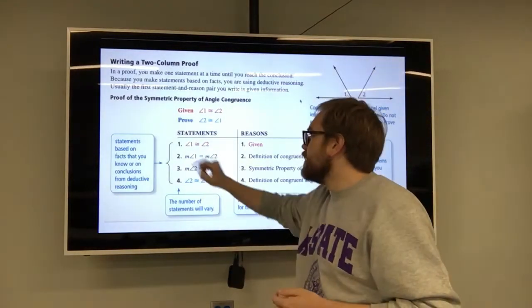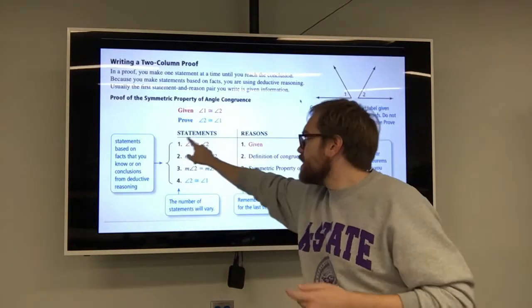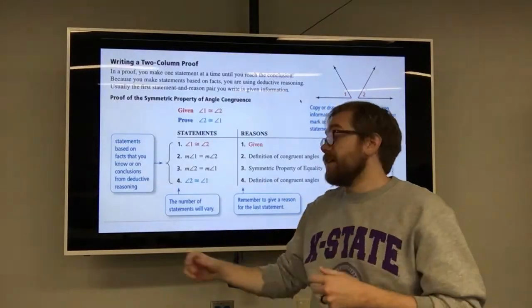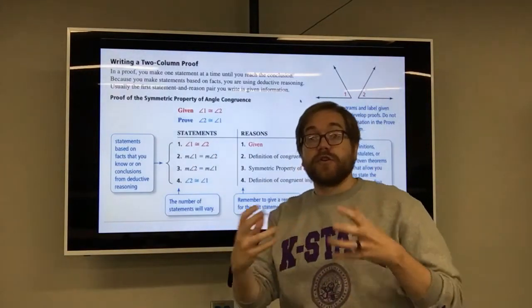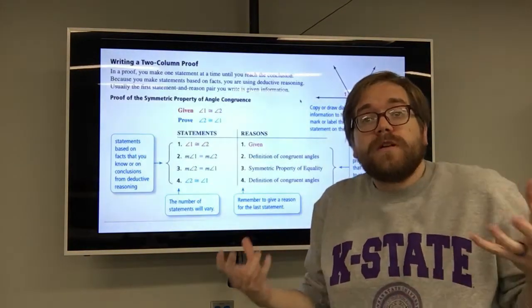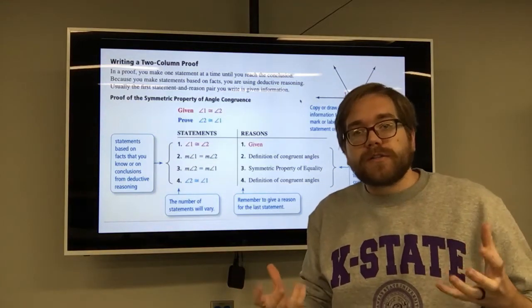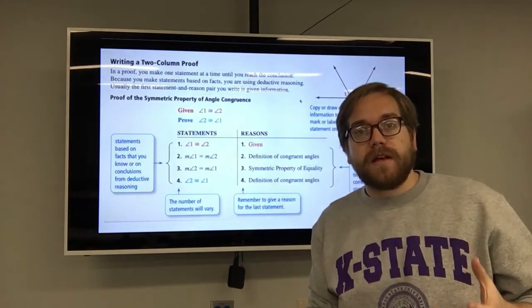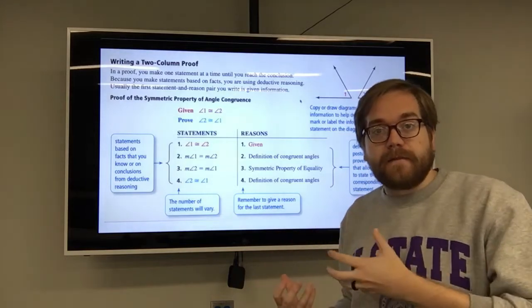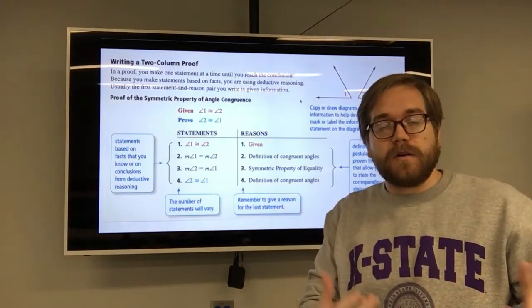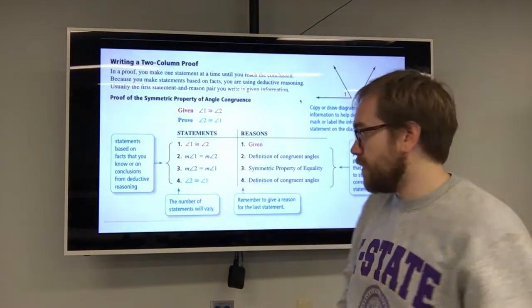So remember, we start with our given, and then based off of that information, in this case, the fact that these two angles are congruent to each other, what do we know? That's a common question you're going to ask yourself when doing these proofs. Based off of the information I have, what do I know from that? Or what is the next thing I can conclude from that?